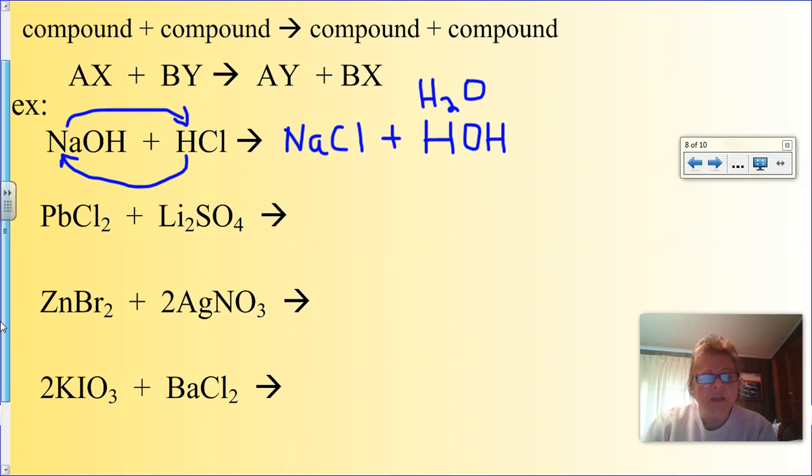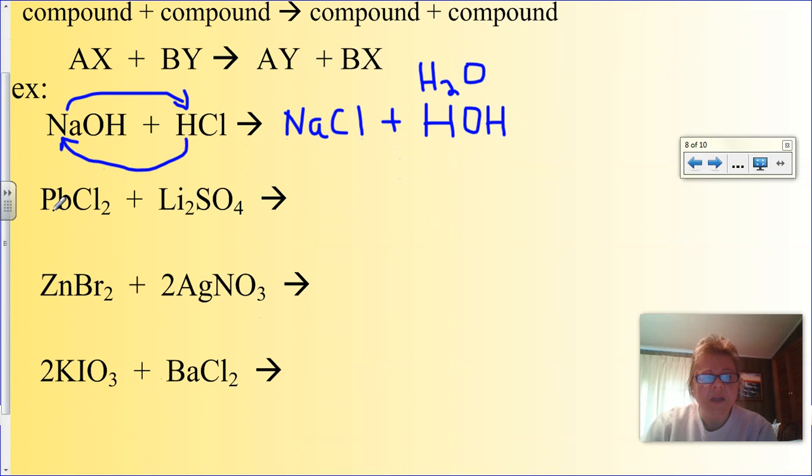If we take a look at our next example, lead wants to come and sit right here where lithium is, and lithium wants to come over and sit right here where the lead is. So what's our two products? We're going to have lead bonded with a sulfate group. We have only one lead and we have only one sulfate. And our other product, notice we have two lithiums and we have two chlorine.